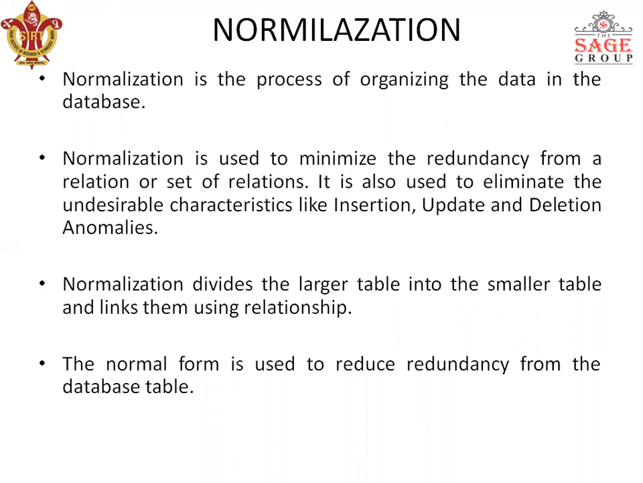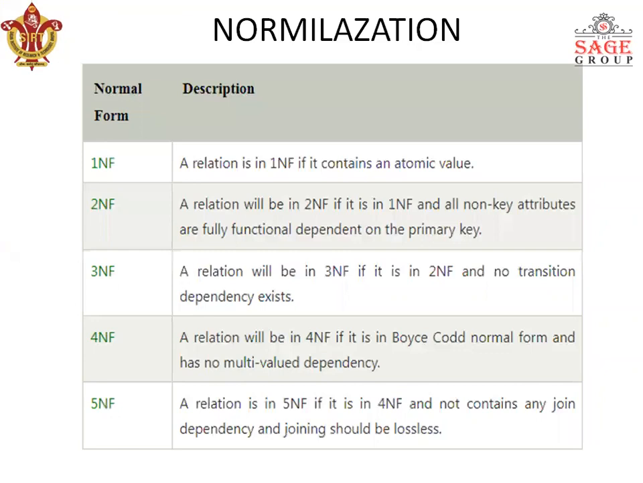The normalization or the normal form is used to reduce the redundancy from the database table. So basically, what is normalization? It is a process in which we convert our relation into sub-relations. It means we decompose the table for easy retrieval of the data. The main goal of a relational database is to design a relational database without any redundancy and inconsistency.